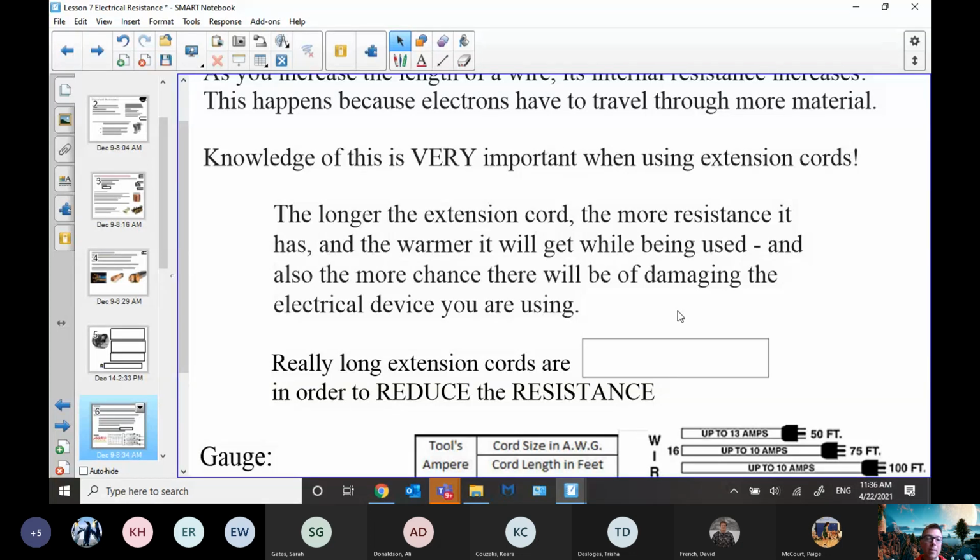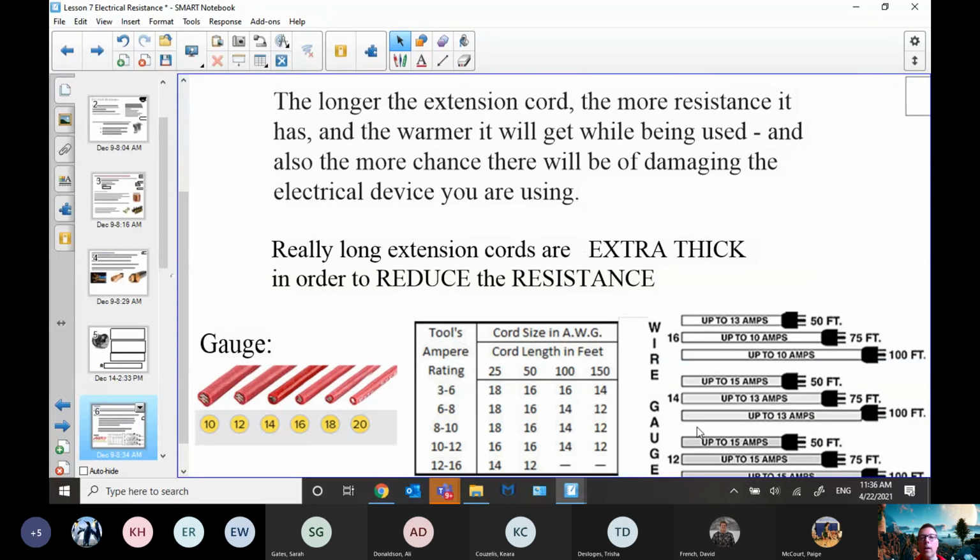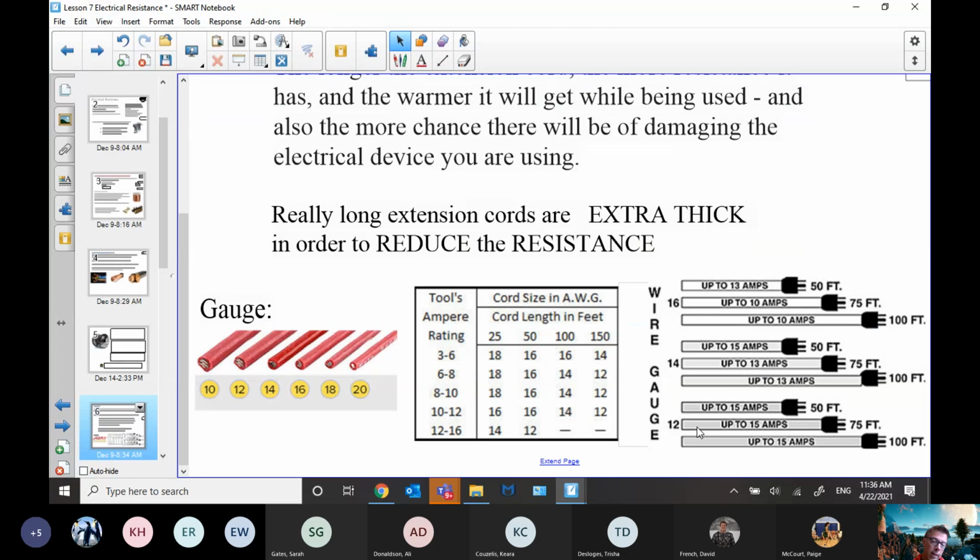It can actually damage things in the circuits. So really long extension cords tend to be, if they're good ones, extra thick, right? So that they can handle the kind of current you might want to put through them, because they're going to have less resistance because of the thickness, the cross-sectional area, to make up for the fact that they're long.